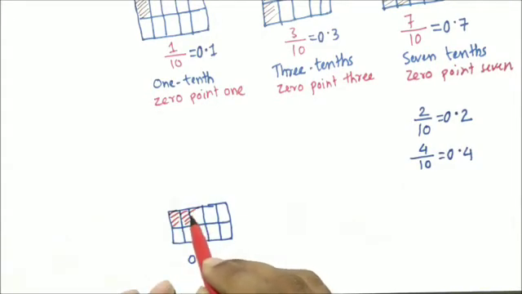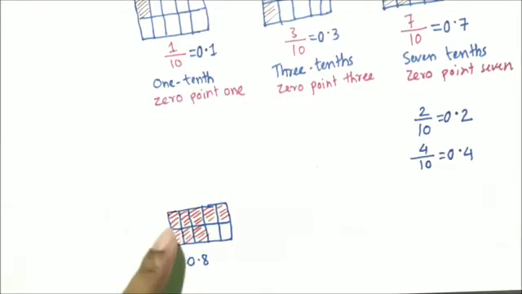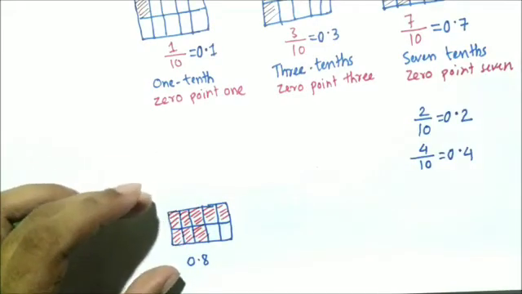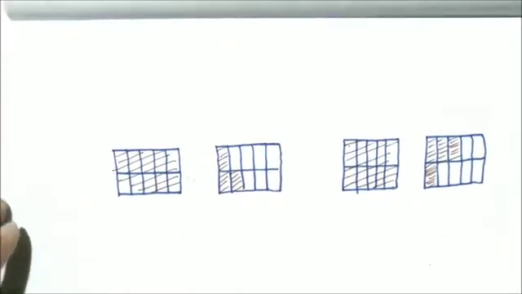1, 2, 3, 4, 5, 6, 7, 8. Am I right? Yeah. So 0.8 can be expressed as shading or coloring 8 boxes out of the 10 boxes. Correct? Okay. Till here it is right. Perfect.